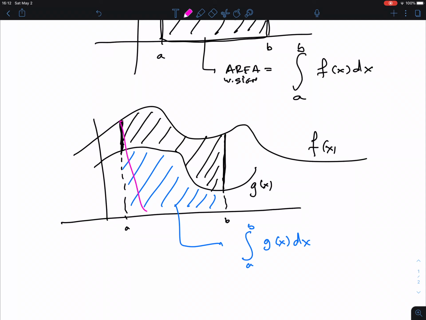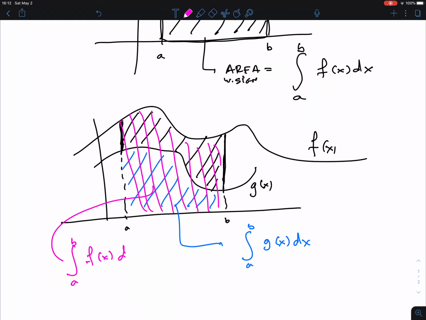So what is this guy, the blue and the black together? Well, that's just the area underneath f(x). So the purple guy is just the integral from a to b of f(x) dx. So what is the black guy? Well, it's the purple guy minus the blue guy, right? So let's subtract these things, and that's what we want. That's the area we're looking for: the big area minus the small area.